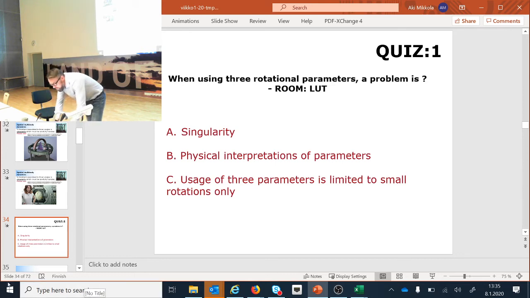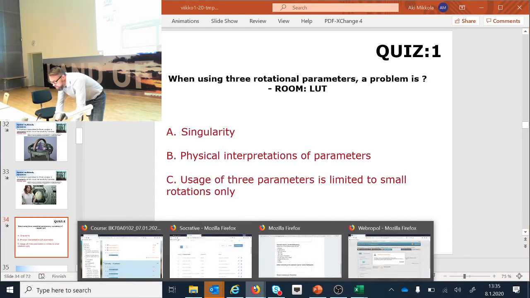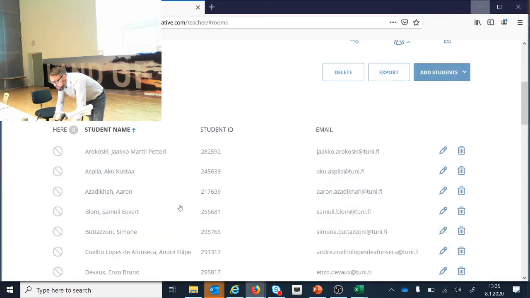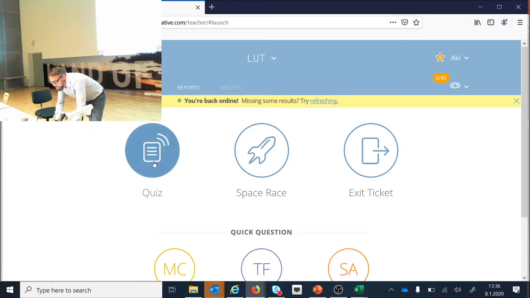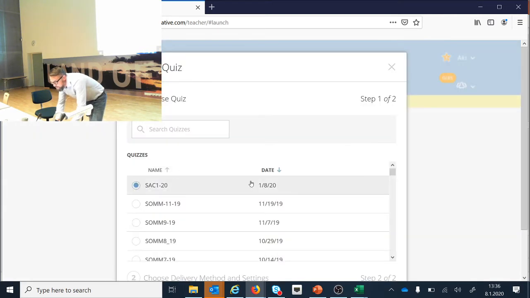Okay, and let me put this Socrative on. I don't think that it is on at the moment, but momentarily it will. Quizzes, Launch quizzes here. This one.